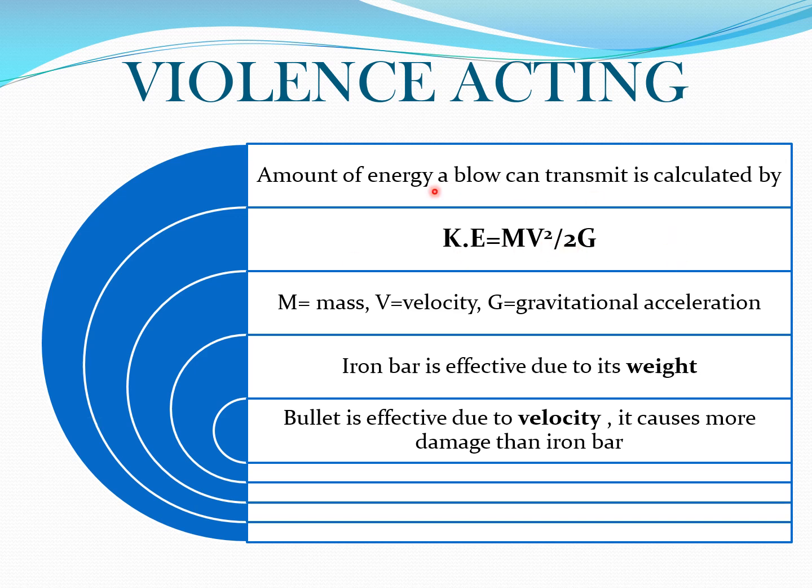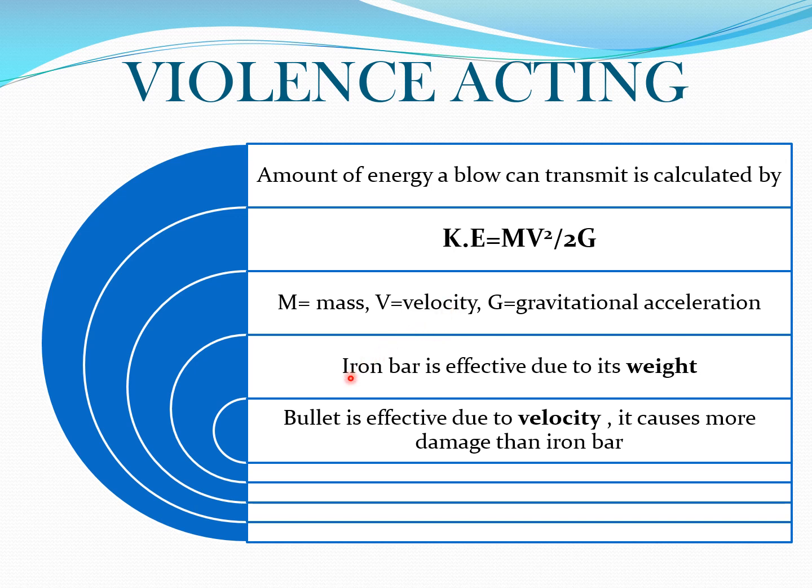This is the formula which is utilized in calculating the amount of energy, where m is the mass, v is the velocity, and g is the gravitational acceleration. So you may see that these are the two important factors, that is the mass and velocity, which describe how much energy is transferred to the skull.